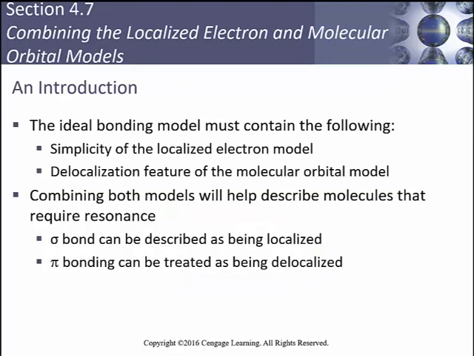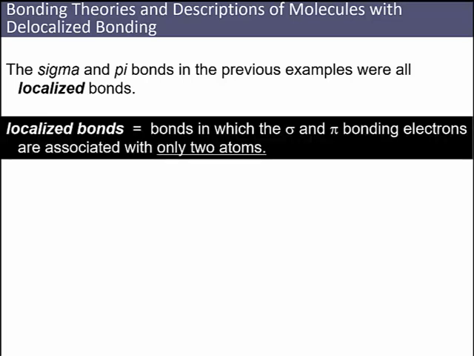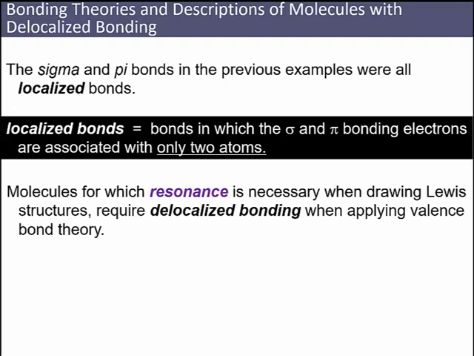An ideal bonding model should contain the following: the simplicity of a localized electron model, the delocalization features of the molecular orbital model, and combining both models is going to help us describe molecules that require resonance. You can think of the sigma bond as being localized and the pi bond as being treated as localized. So we thought about all those sigma and pi bonds as localized on one spot. They're bonds in which the sigma and pi bonding electrons are associated with only 2 atoms. For our resonance molecules, when we're drawing our Lewis structures, they require delocalized bonding when applying the valence electrons.